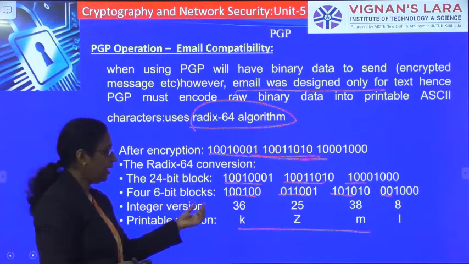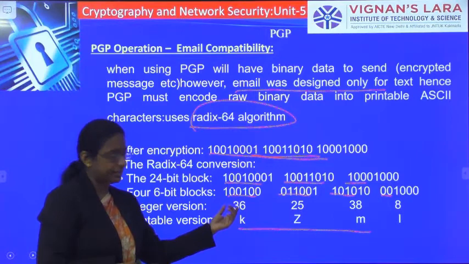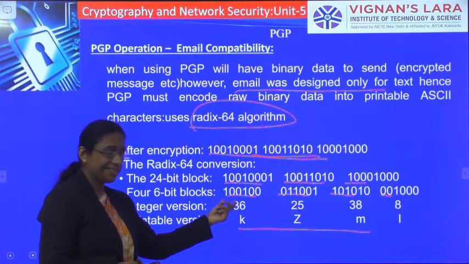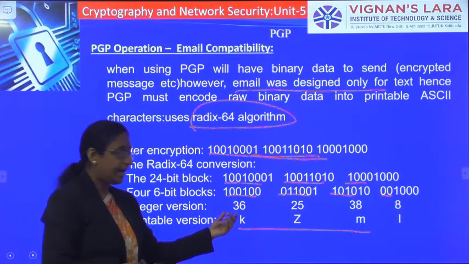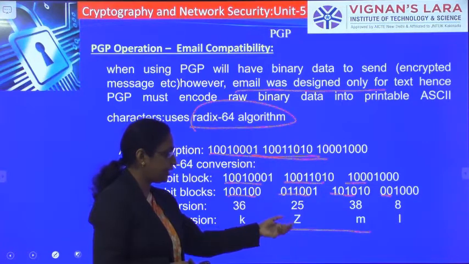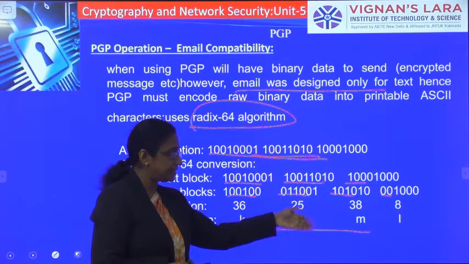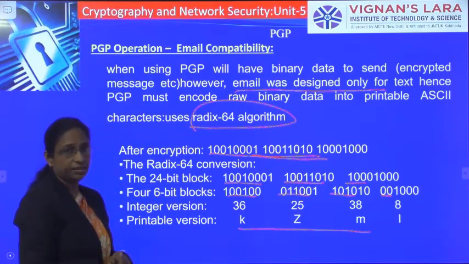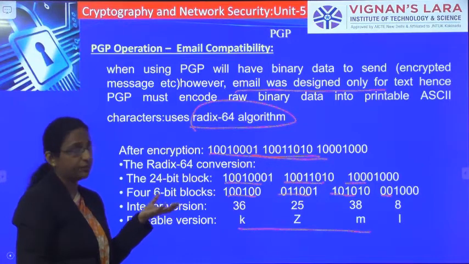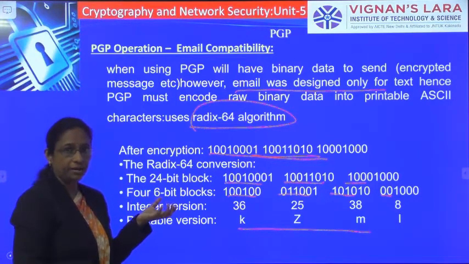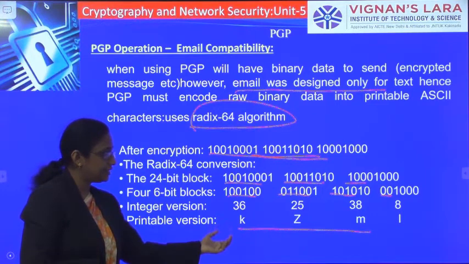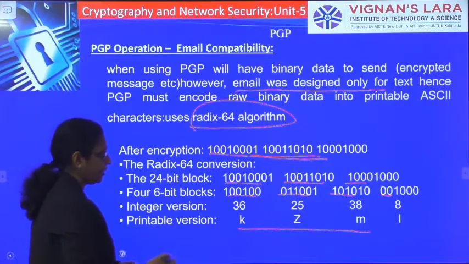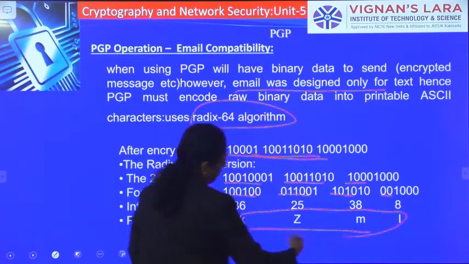encoding chart, the decimal equivalent for this 36 is the character K, and similarly the decimal equivalent for 25 is Z, 38 is M, and 8 is L. So by using that Radix 64 encoding scheme chart, we will convert these integer versions into the equivalent characters. The output is your printable version.